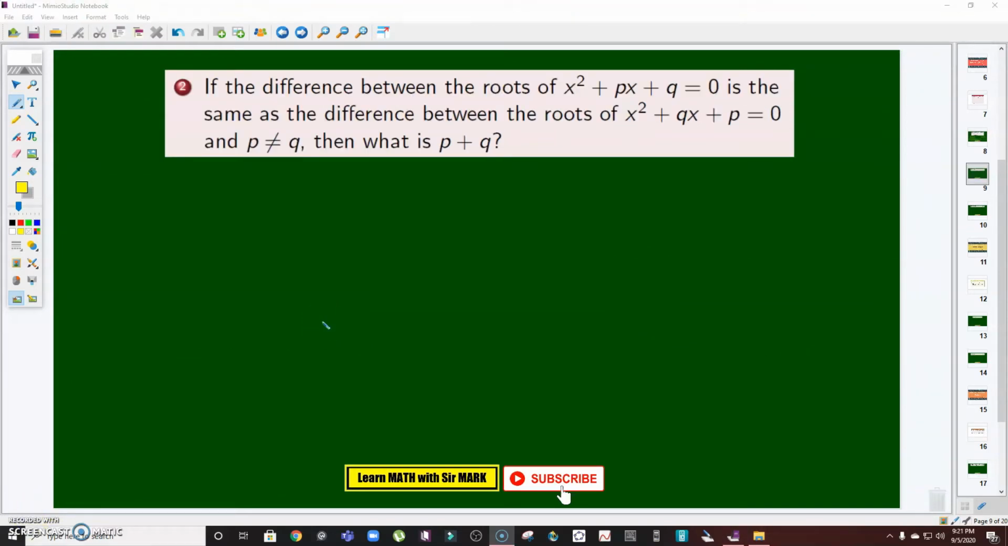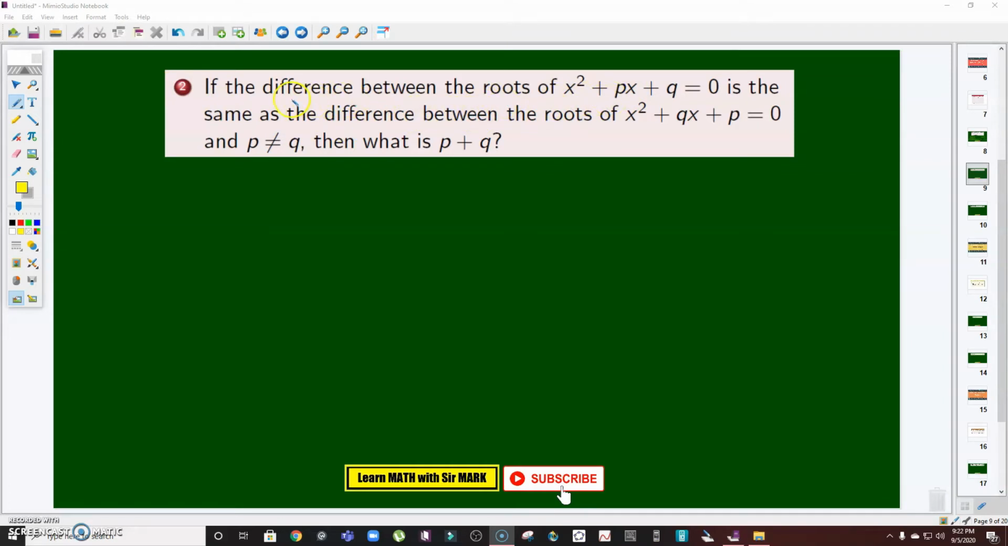Okay, problem number 2. If the difference between the roots of x squared plus px plus q equals 0 is the same as the difference between the roots of x squared plus qx plus p equals 0, and p is not equal to q, then what is p plus q? As I said earlier, problem number 2 is about the quadratic formula. So what we're going to use here is the quadratic formula.